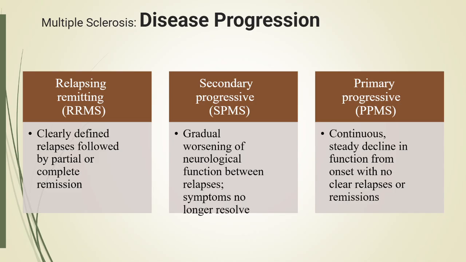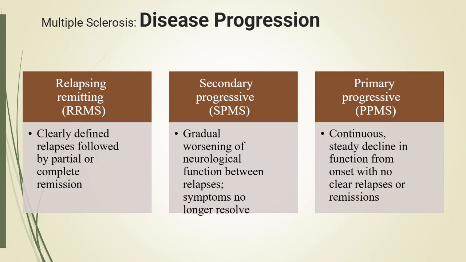Over time, many patients with RRMS will transition into secondary progressive multiple sclerosis, or SPMS. In SPMS, relapses may still occur, but the key difference is that neurological function gradually worsens between relapses, and symptoms no longer fully resolve. The disease becomes more steadily progressive with increasing disability over time. This stage reflects ongoing nerve damage rather than just myelin inflammation.